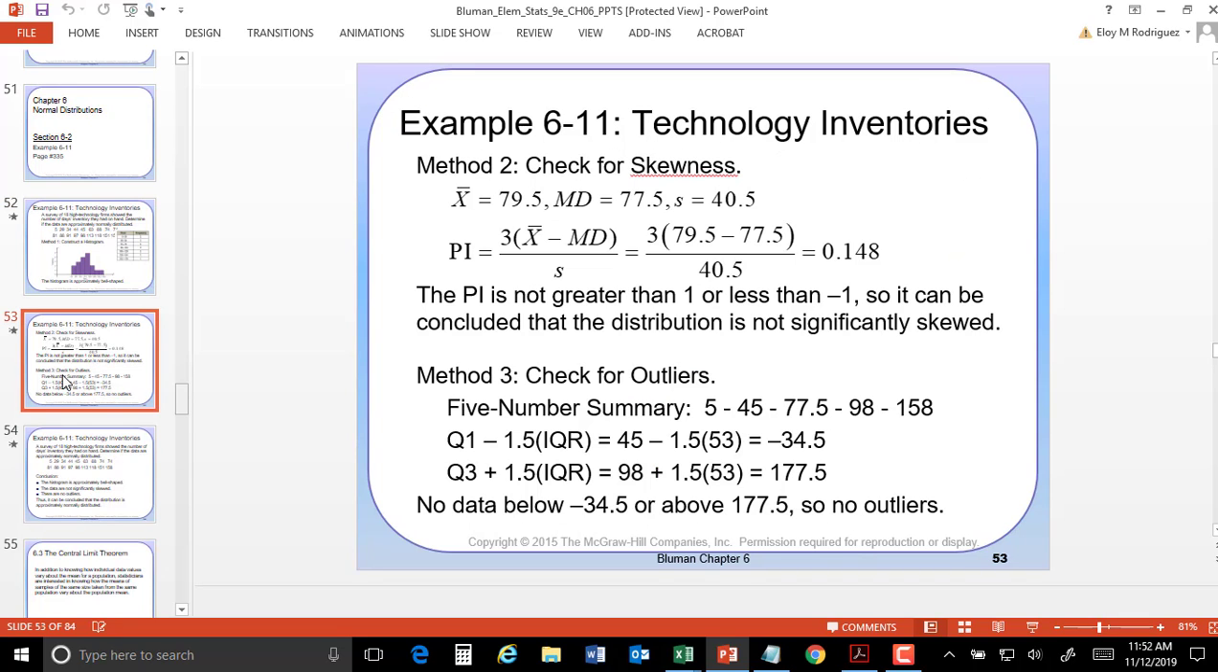Okay, so this thing here is a measure of skewness. So in this case, what they're using, this is a technique you'll need. So you'll just take the sample mean minus the median divided by the standard deviation. It gives you a sense of skewness, whether it's to the left or to the right. And if this number here is not greater than 1 or less than minus 1, it can be concluded that it's not significantly skewed. It's a measure, a feel of how skewed it is. So that's easy enough.